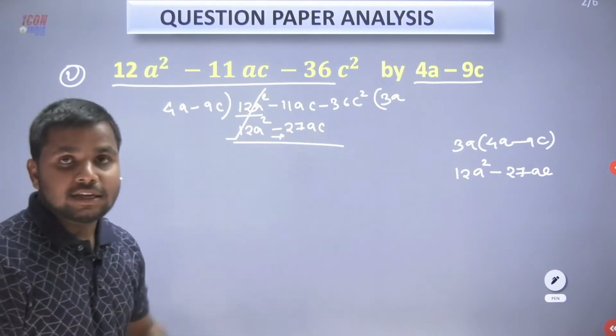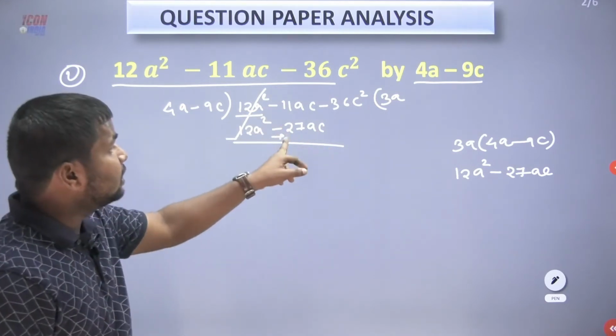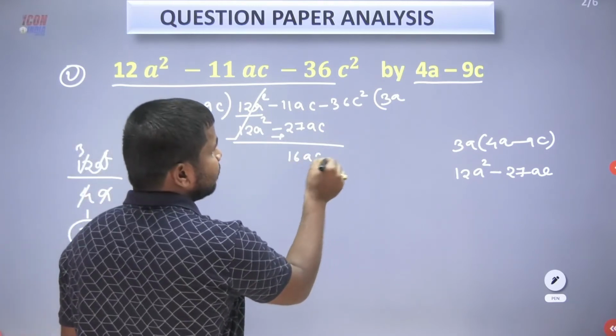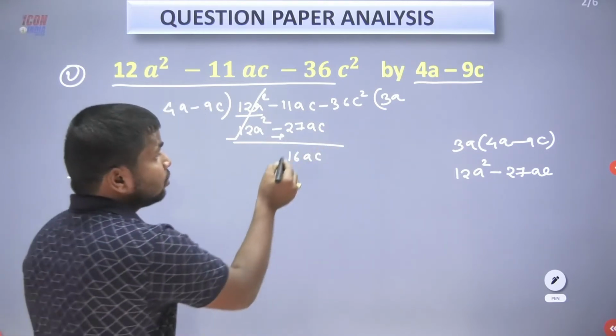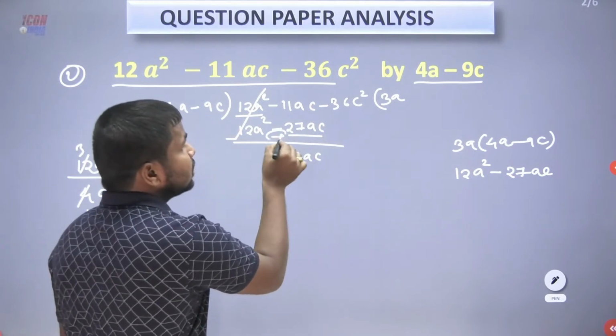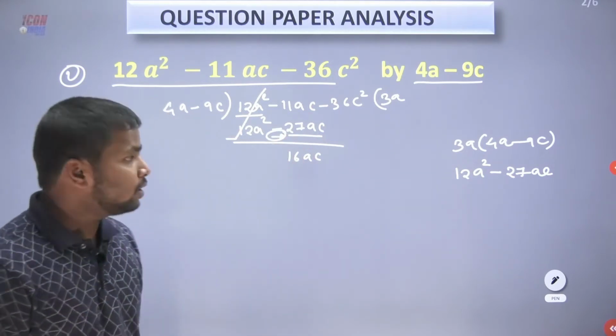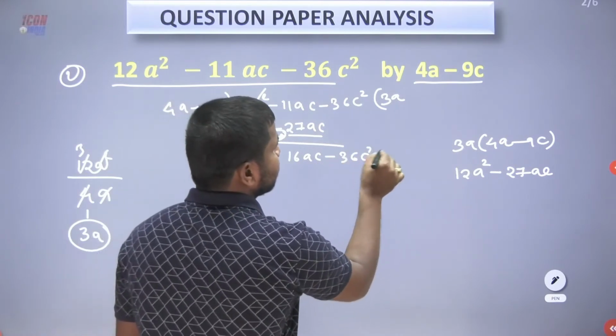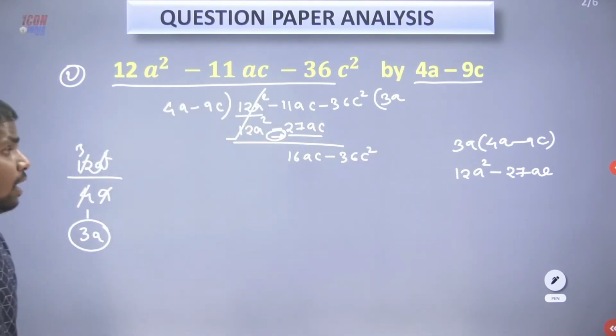Minus 11ac plus 27ac, what happens? It will become 16ac. Plus 16, because the greatest number has a positive sign. That is the reason I have taken the positive sign. After that, minus 36c square. Now what we need to do?